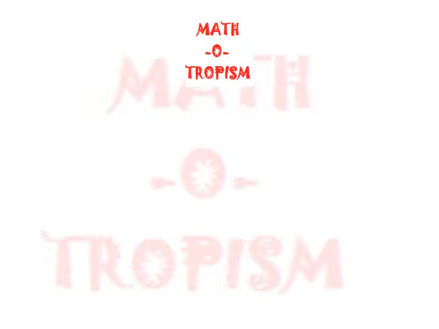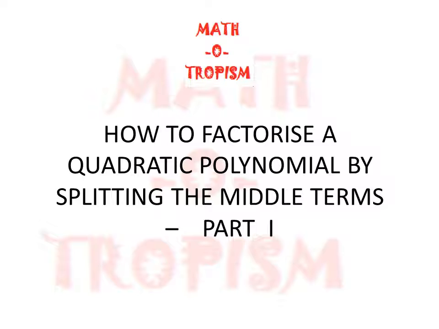Welcome to Mathotropism. Today we are going to see how to factorize a quadratic polynomial by splitting the middle terms. This is the first part where I am going to just consider that a is equal to 1.